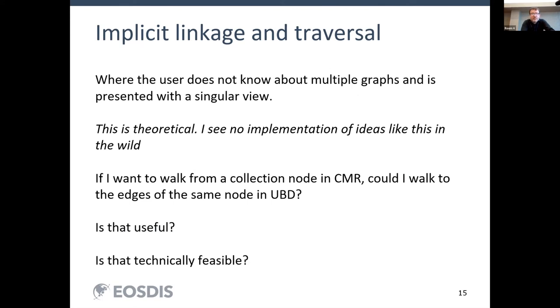Another way we could tackle this problem is via implicit linkage and traversal. Can we present a view to the client that abstracts the fact that graph boundaries are being crossed? The client doesn't need to know that there are other graphs, or where the other graphs are. They don't need to know that a collection in CMR is the same as a data set in UBD. Now, I struggle with whether this is useful or not. I think it is, but I do know that it would be a lot of effort to provide this, and I'm not entirely sure whether it's technically feasible. So there's a big question mark there.